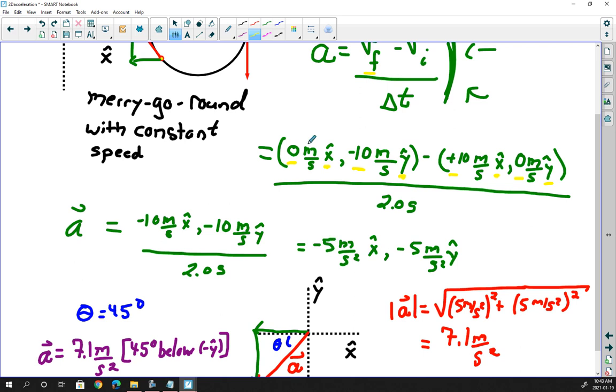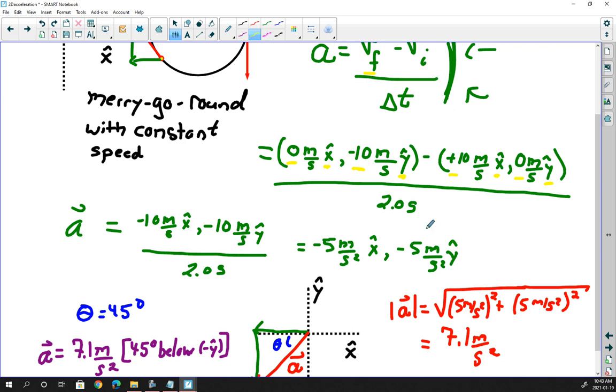So I brought the x's together and then I divided by 2. Negative 10 meters per second y hat, and from that you're subtracting 0 so it doesn't change. So we're left with negative 10 meters per second, but we're dividing it by 2 seconds, so we get negative 5 meters per second squared y hat.